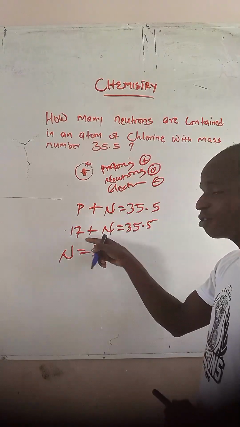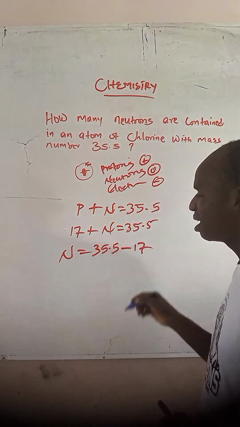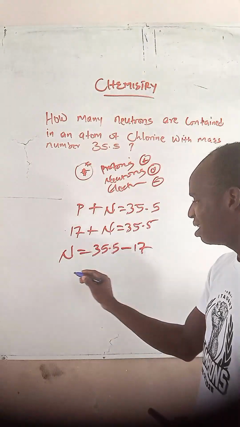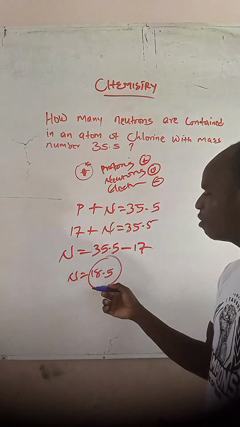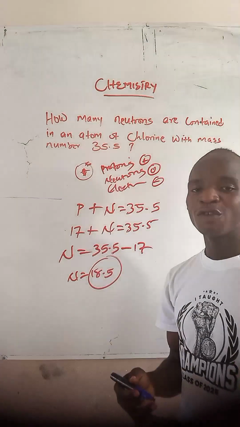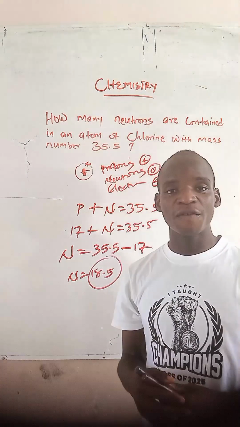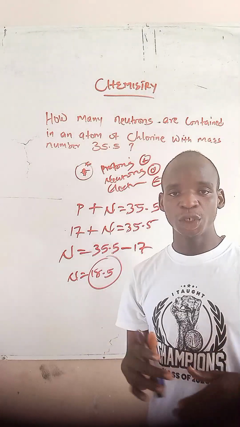So when this plus crosses the equal sign, it changes to what? To minus, and of course minus 17. And 35.5 minus 17 is simply equal to 18.5. So the number of neutrons in this very atom of chlorine is simply 18.5. Do you have any question, any confusion, any issue?